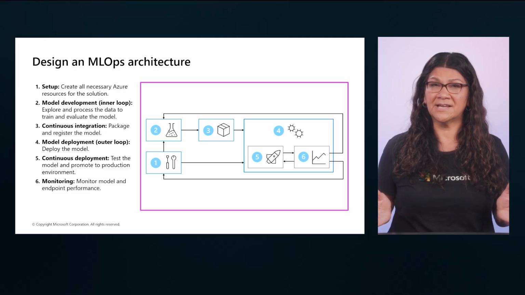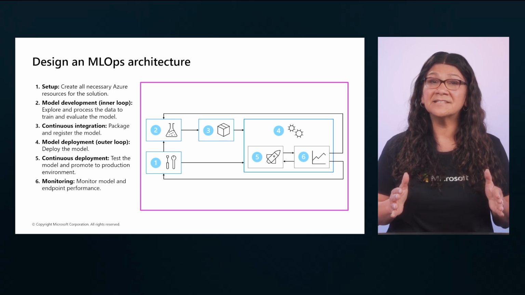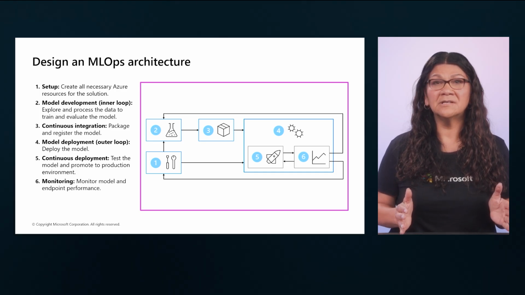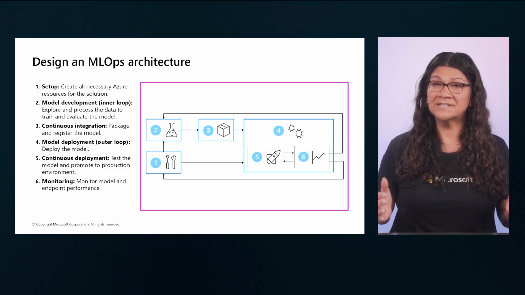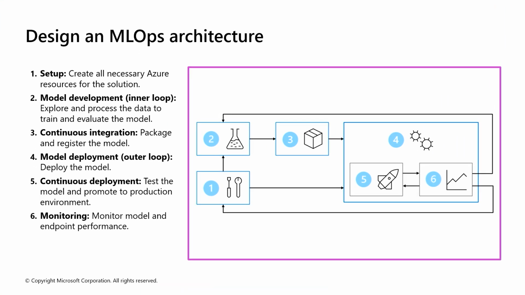Designing an MLOps architecture for operationalizing machine learning with Azure Machine Learning has a 6-step life cycle. Step 1, setting up the infrastructure. Step 2, the inner loop where data scientists explore data and train models. Step 3, continuous integration to package and version models. Step 4, deployment to production environments. Step 5, continuous delivery in safely promoting tested models. And step 6, ongoing monitoring to track model and endpoint performance.